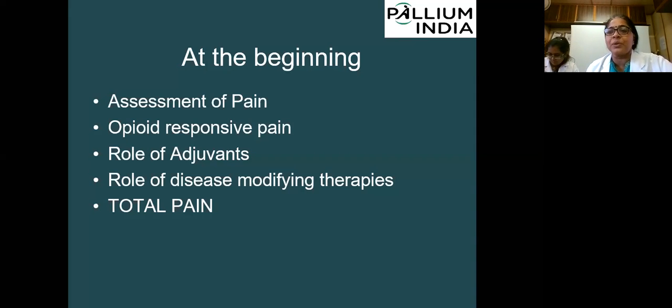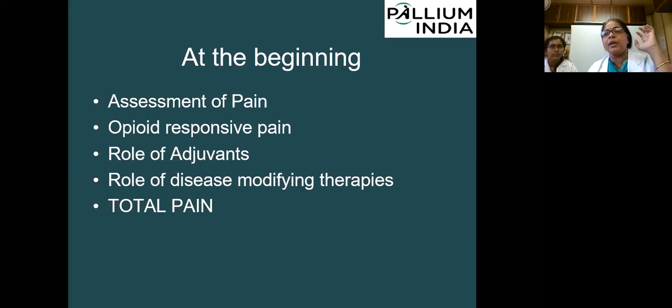The role of adjuvants in pain management is very, very important because whatever we do, we might have to deal with pain with 2 or 3 different kinds of medication. We have to deal with the side effects. So adjuvants, along with our main pain medications, are very, very important.